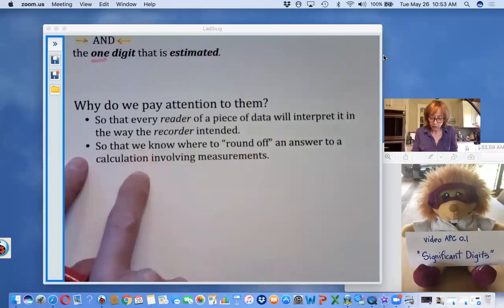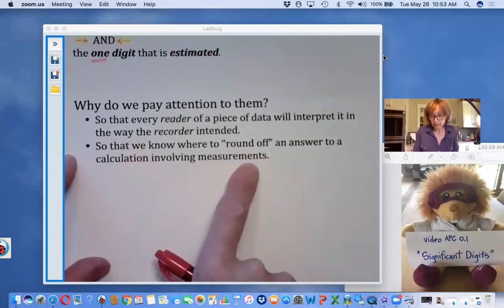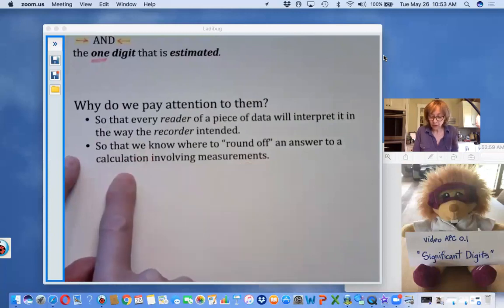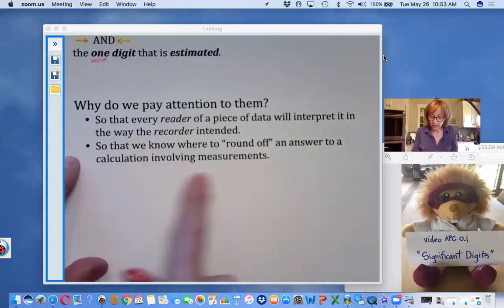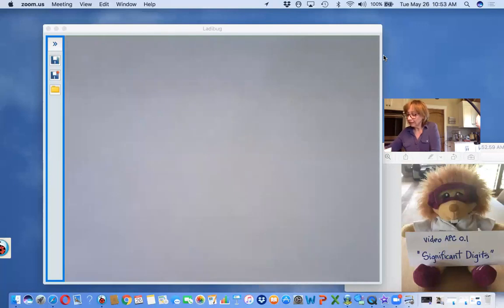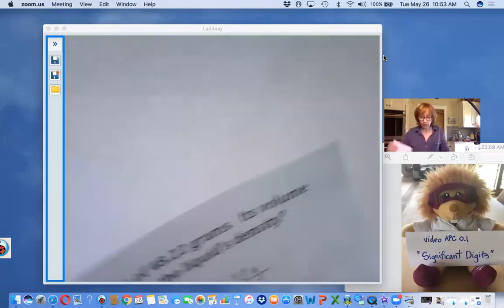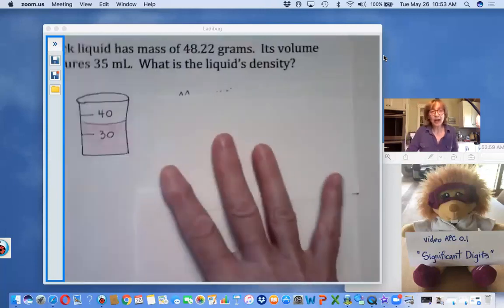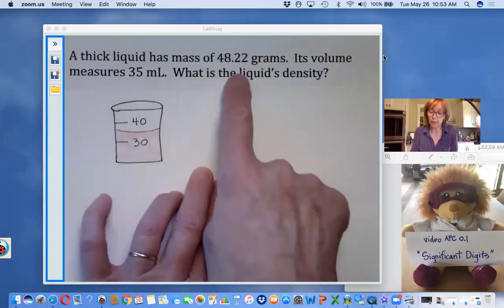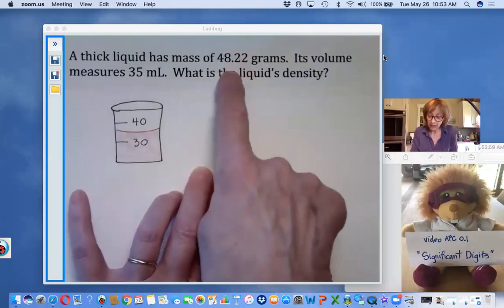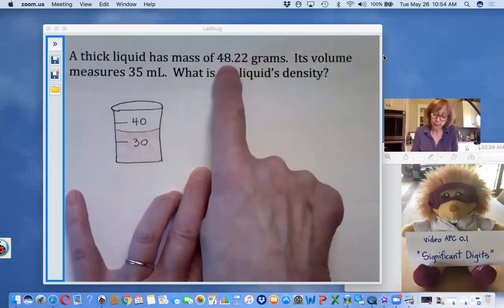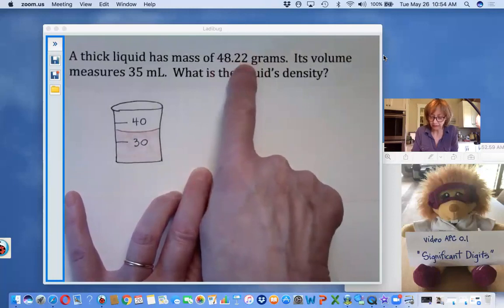When we do calculations with measurements in the lab or in practice problems, our calculator often will give us a huge big number, and we need to know where it's appropriate to round that off. So let's consider yet another problem. Here we have a thick liquid whose mass has been measured at 48.22 grams. So this is telling me that the measuring device for mass, the balance, was probably pretty precise. It looks like it was a centigram balance.